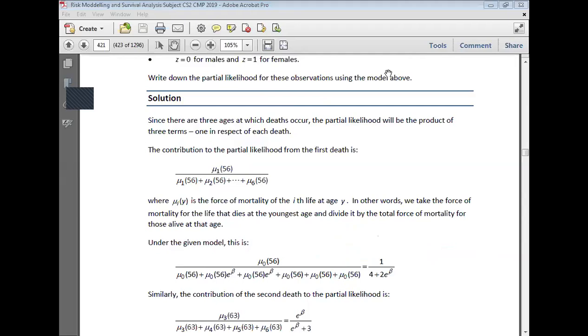So the next thing that we will do is expand this mortality. Here the force of mortality is expanded in such a manner, and that is what you will do here. So you have mu_0(56), but again, the thing that we know for the person who died here is that this particular person was a male. So we see that the covariate is just 0 for male, and that is why this e raised to beta z is going to just be 1. And that is why you don't see any e raised to stuff here. So this is all you will have.